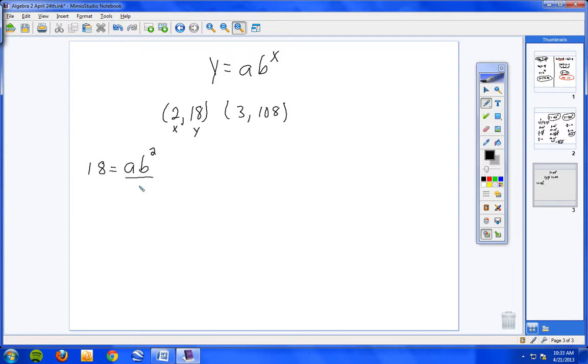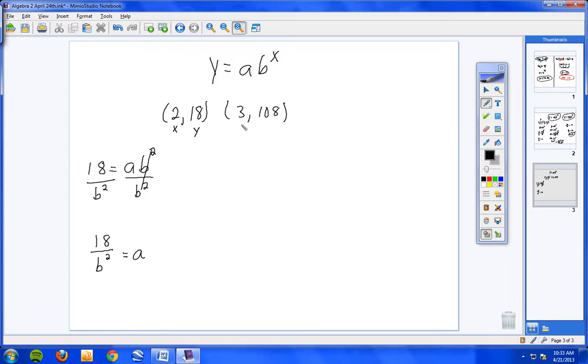Okay, so if we're going to solve for a, we divide this side by b squared, but we must also divide this side by b squared. So these cancel, and I have 18 over b squared equals a. Okay, we did it. That's step 1. Step 1 says, substitute one ordered pair in and solve for a. Check. All right, step 2 says, substitute the second ordered pair into your model.